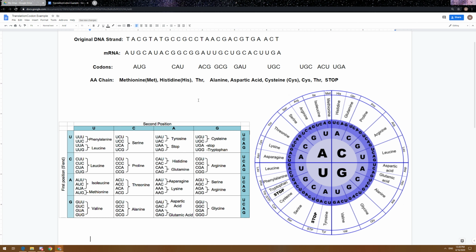If this is confusing, please let me know. Otherwise, I hope this helped in making it a little bit more understandable in what we had to do in order to read our codons to figure out our amino acid chains. Okay?